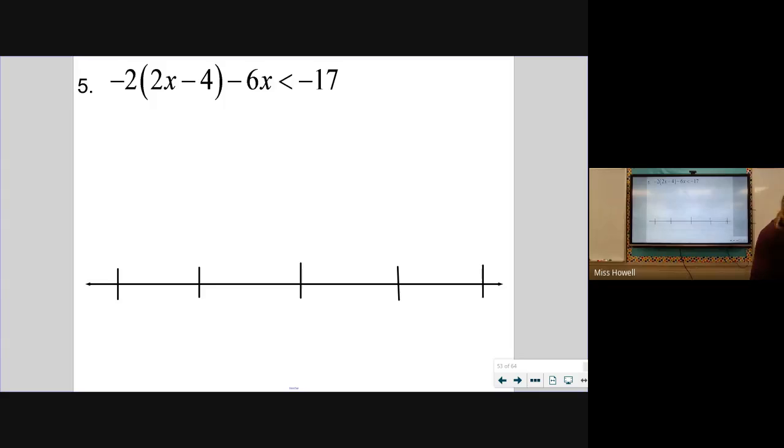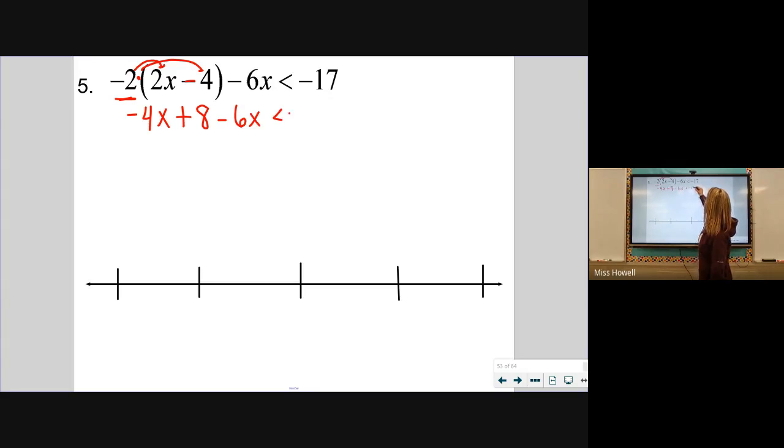All right, number 5, we want to solve for our variable x. When we're given negative 2 times (2x minus 4) minus 6x is less than negative 17. All right, we have parentheses here, so we need to start our simplifying process by expanding using our distributive property. We're going to take this negative 2 times and share it with our items on the inside. So we'll end up with negative 4x plus 8, be careful there with your signs, that's a negative times a negative, minus 6x is less than negative 17.